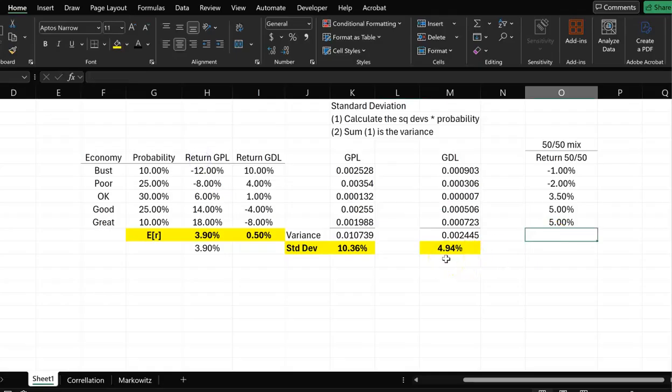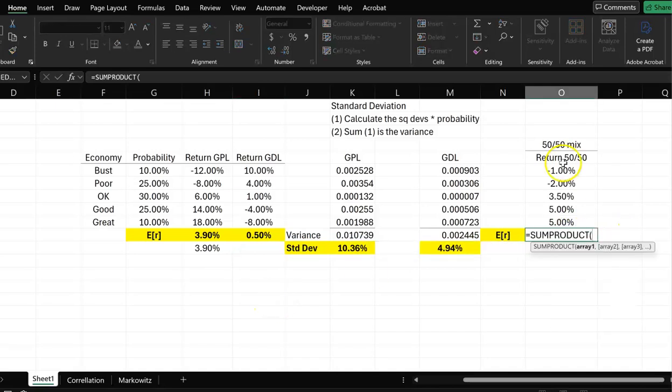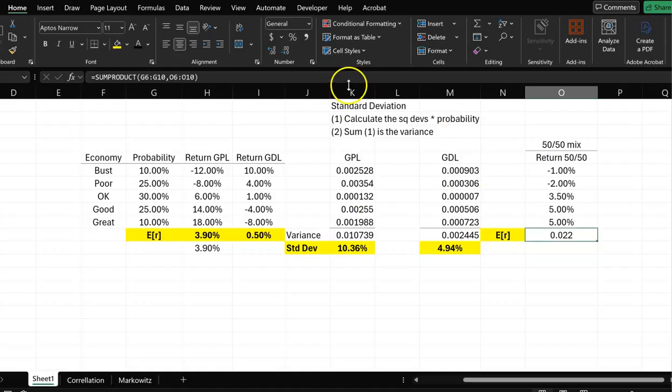If I want to calculate the expected return of that, well then remember I'm just going to take the return in this case times the probability it could happen, plus the return in this case times the probability it could happen, plus the return in this case times the probability it could happen, and so on. And that, if you remember, is the sum product function. Does a very nice job of that. All right, so I'm going to do the same thing here. I'm going to say the sum product of all those probabilities, comma, all of these returns. Right, and that'll give me the expected return of a 50-50 mix. And in this case, that is 2.2%.